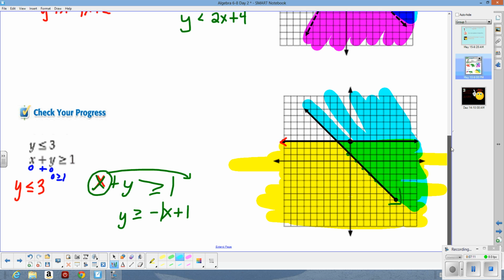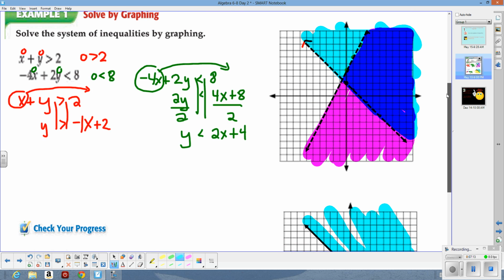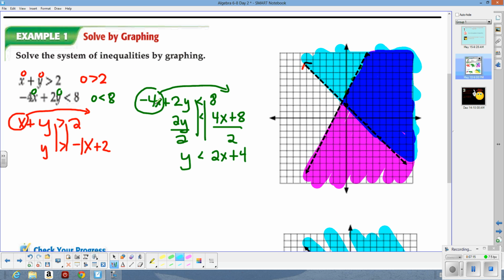Now, one thing that I didn't have an example of here is if for some reason at any point when putting it in slope-intercept form, you have to divide by a negative, like if this would have been a negative 2y and you divide by a negative, remember when solving inequalities, if you have to multiply or divide by a negative, you have to flip the symbol around. So keep that in mind.